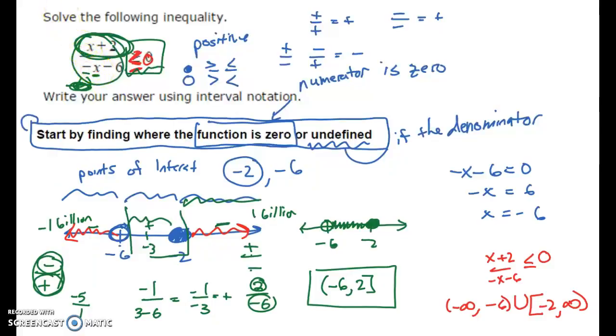So that's the basic thing. We're going to figure out the zeros at the top, the zeros at the bottom, decide if the numbers that made the top 0 are included or not by looking at the symbol that was given to us, do some sign analysis, and at the end of the day, just give the interval notation at the end. Good luck.